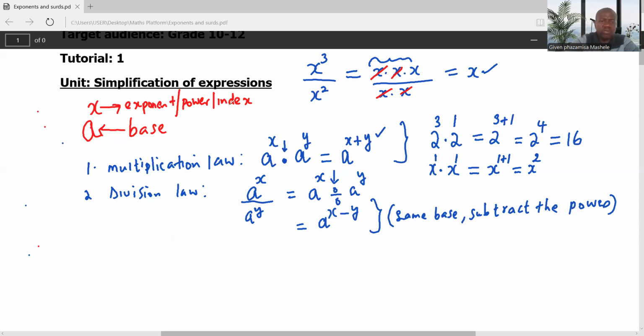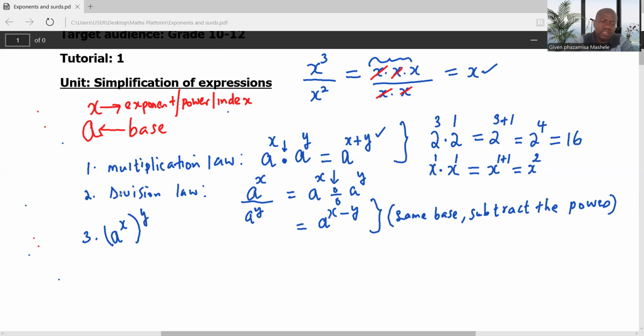Right, moving on to law number 3. It says when you have a, I'll just use a here as our base, raised to the power of x and also everything raised to the power of y. If you check here, we have 2 powers: a raised to the power of x, everything to the power of y.